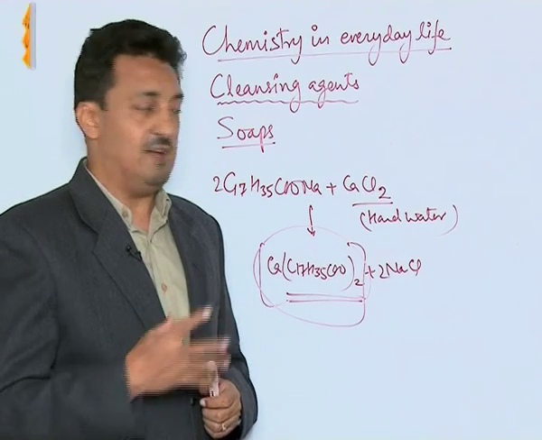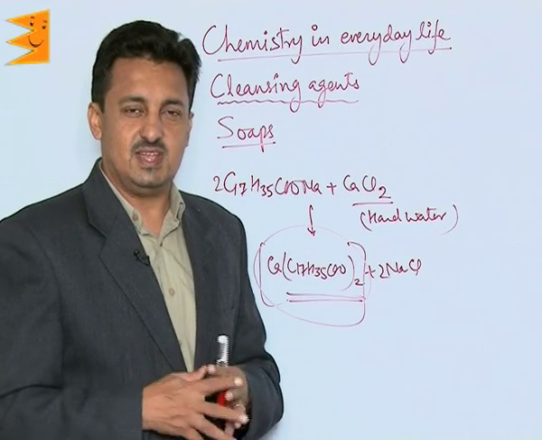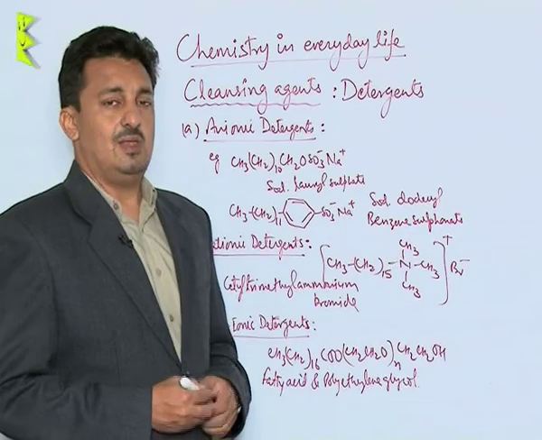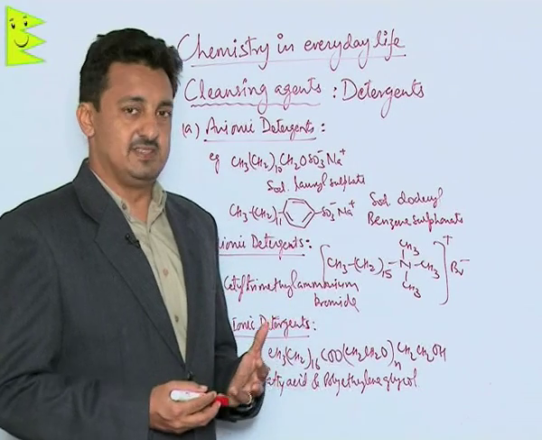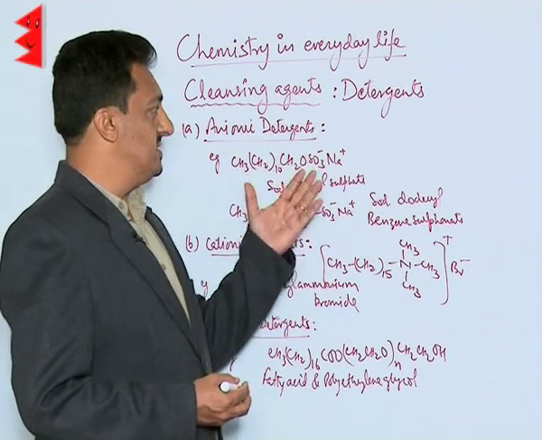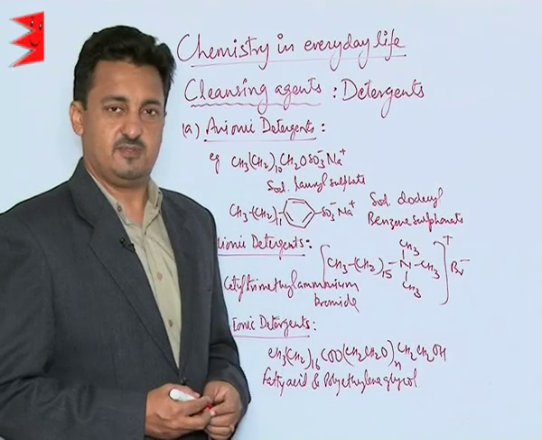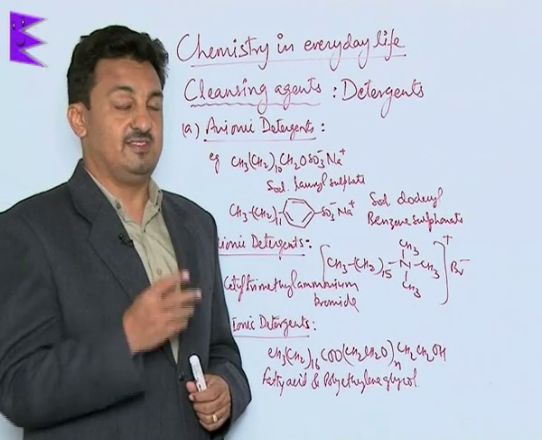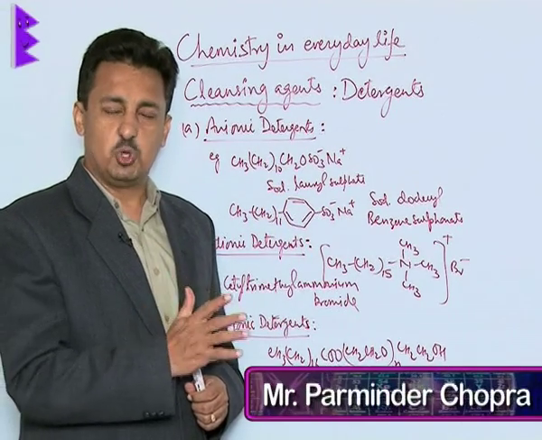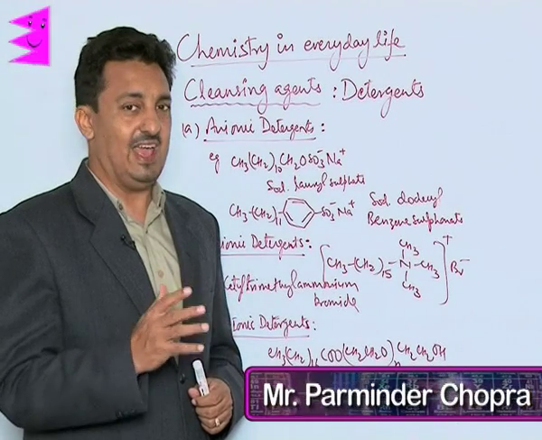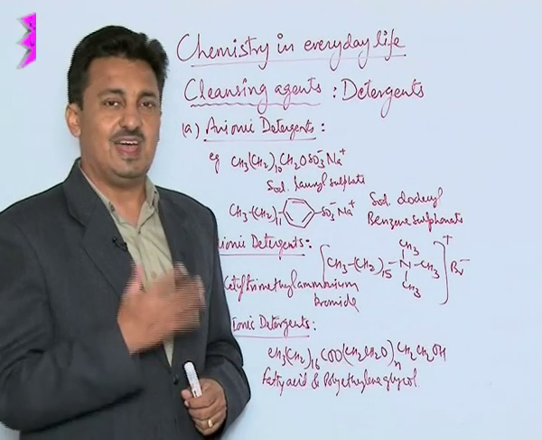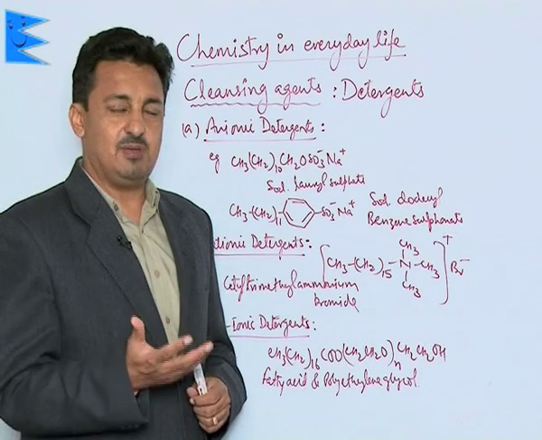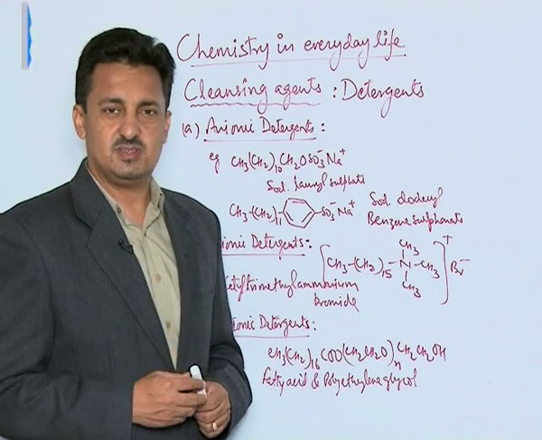Now after understanding soaps, let us understand the detergents. Now let's talk about the synthetic detergents. See, the detergents are mainly of three types, but first we need to know what detergents are. Anything other than the soap used for cleaning purpose or as a cleaning agent is called a detergent, a synthetic detergent. They are synthetic because they are synthetically or artificially prepared.